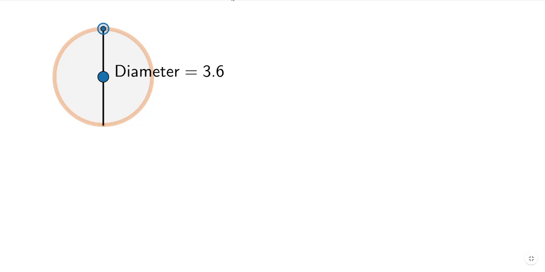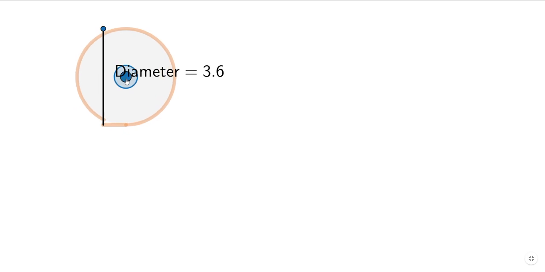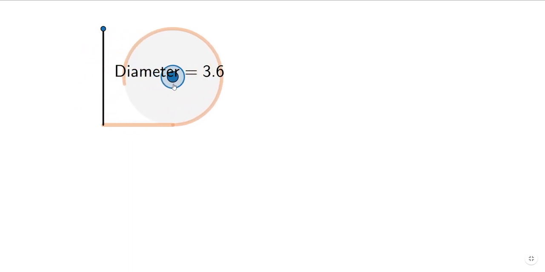Hello guys, today I am going to teach you about the relationship between the circumference and the diameter of a circle, right? Consider a circle whose diameter is 3.6. Now we are rolling it to find its circumference. Circumference is the outer boundary, right?